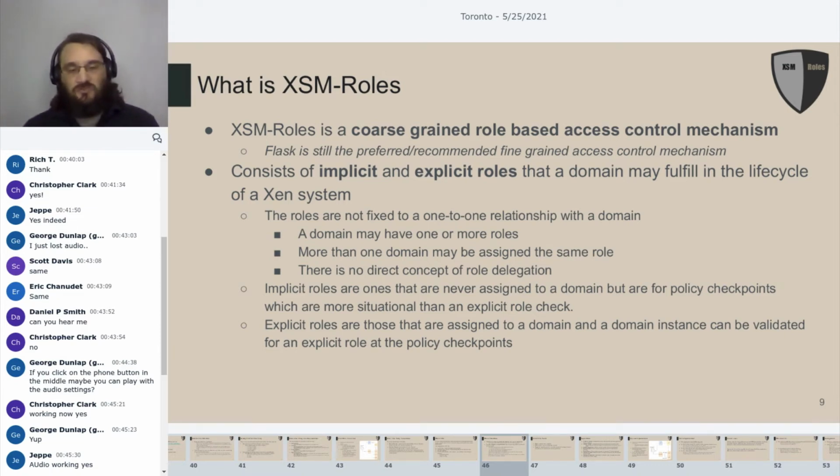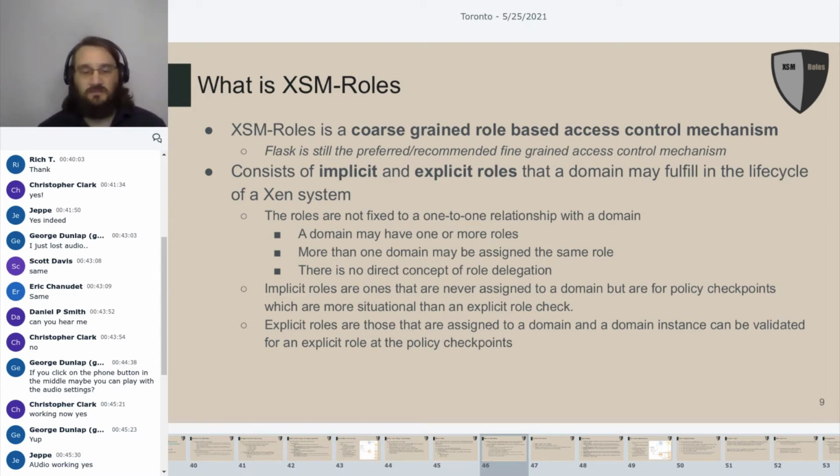So when we do this, and we've looked at all of this work that I've quickly stepped through, one of the things that was identified is that we have these implicit and these explicit roles that a domain can fulfill in the life cycle of the Xen system. The roles are not fixed to be a one-to-one relationship with a domain. So a domain could have one or more roles or no roles within the system. A role could be assigned to multiple domains, where it all makes sense.